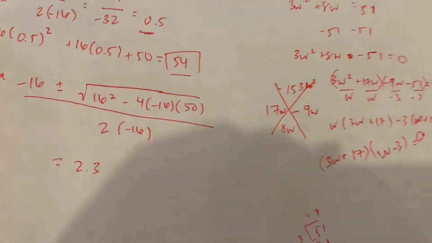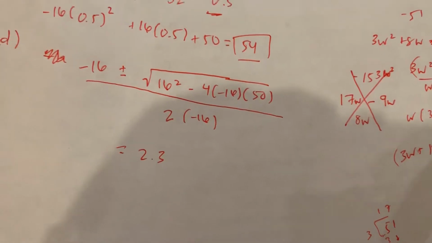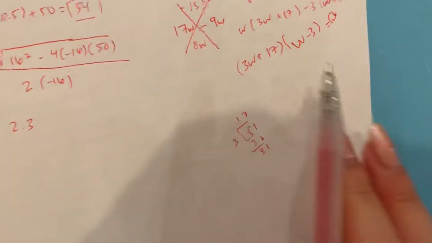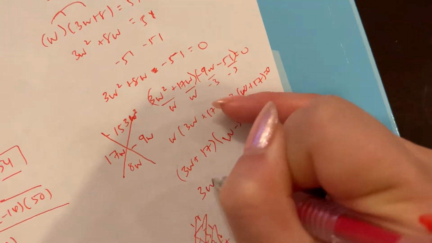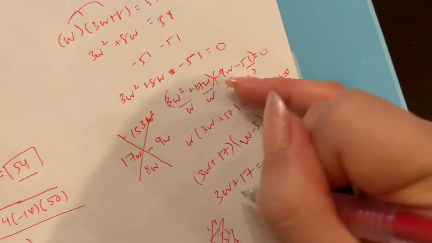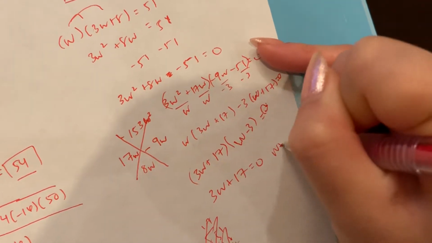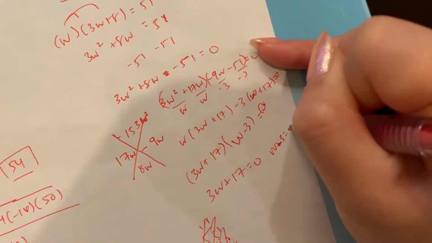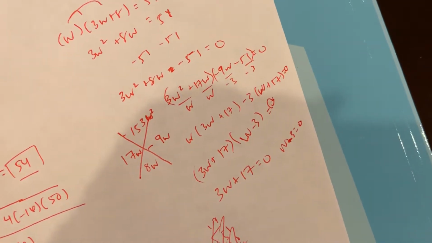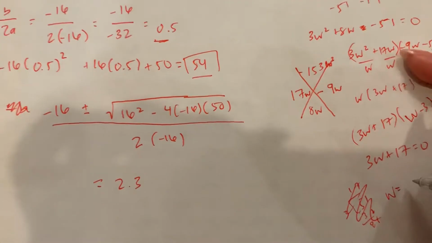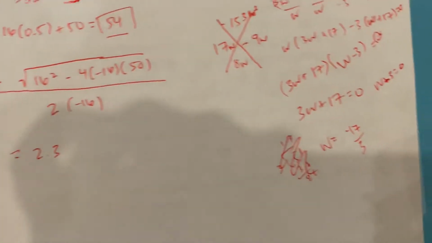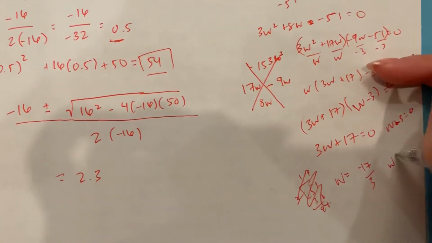Okay, and once I'm here, I see that I have factored it. I just need to go ahead and set each of them equal to 0. So here is 3W plus 17 equals 0, and then I have W minus 3 equals 0. I'm going to go ahead and subtract 17 from both sides and then divide by 3. So W equals negative 17 over 3. And then for my second W, I have W equals 3, adding 3 to both sides.